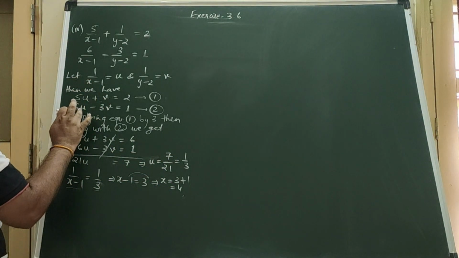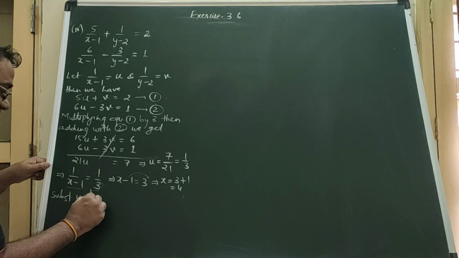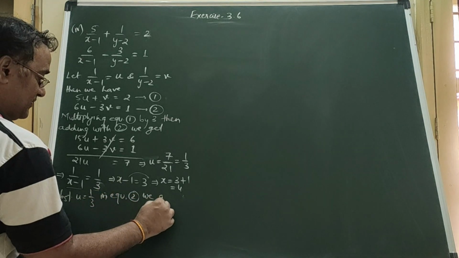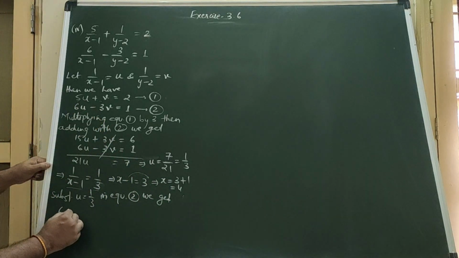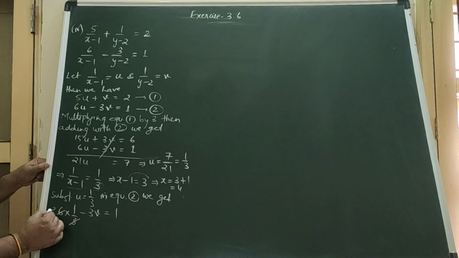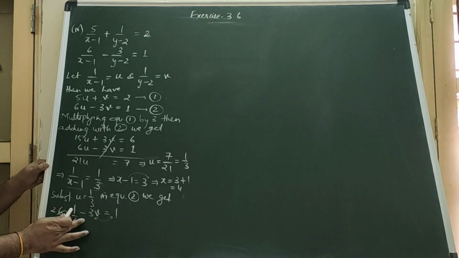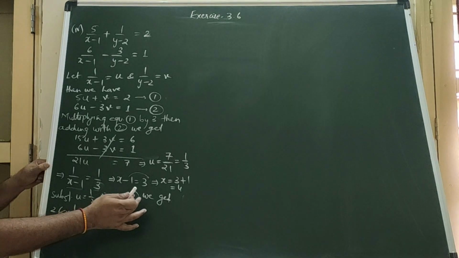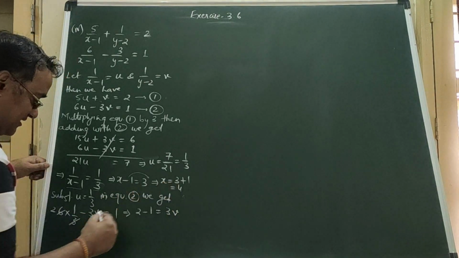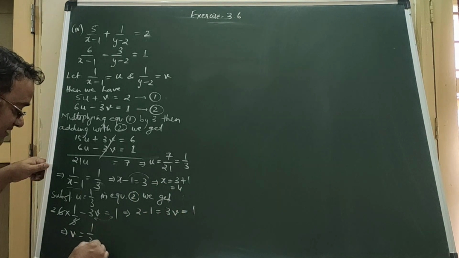Okay, so I'm going to substitute in second equation. Substitute u is equals to 1 upon 3 in equation 2. We get, यहाँ पे substitute करें 6 into 1 upon 3 minus 3v is equals to 1. So ये 2 से cancel हो रहा है. Now what we will do, we will interchange this two. 1 को इधर लेके आएंगे minus 1. Minus 3v we will shift to that side, it will become plus 3v. So we'll get v is equals to 1 by 3.